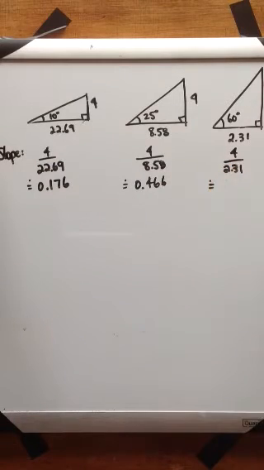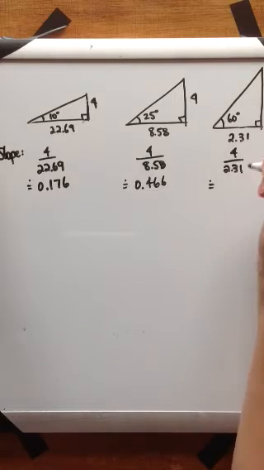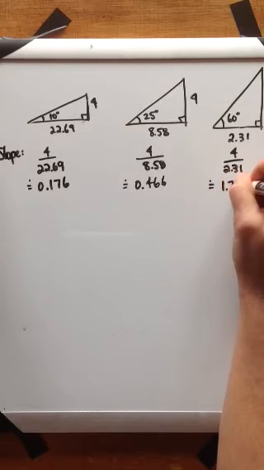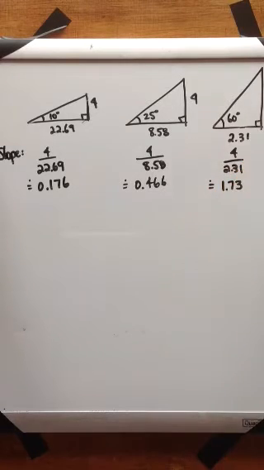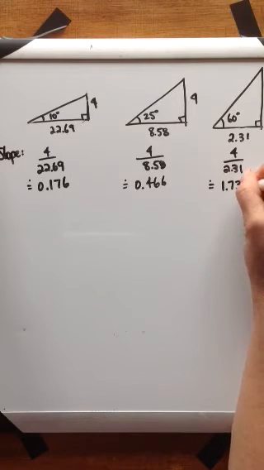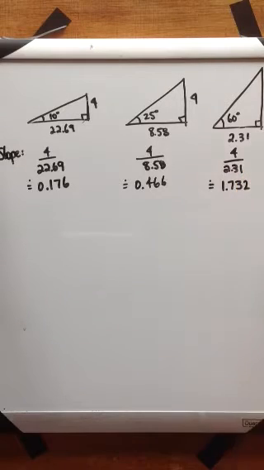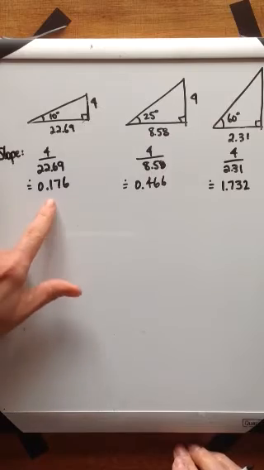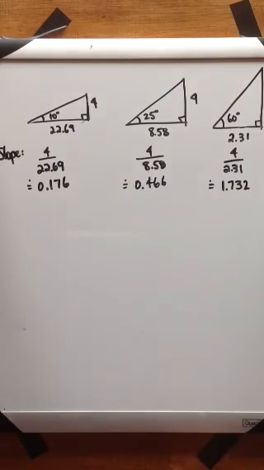And then finally, for the last one, we get 1.73. Pretty steep to try and have to climb. And we'll add one more decimal place in there just to be consistent. Let's make this a 2. Okay? Low slope, medium slope, high slope.